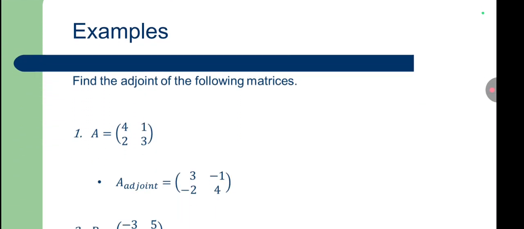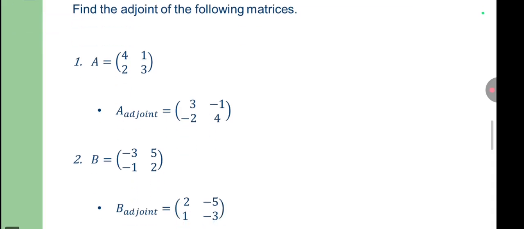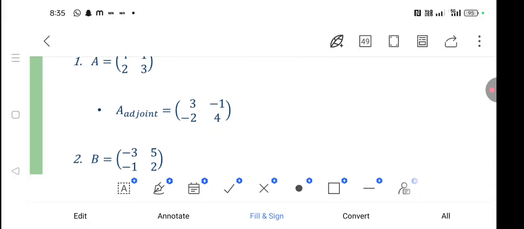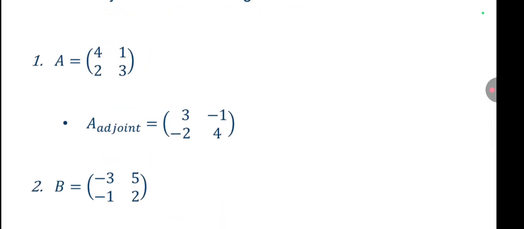For example, find the adjoint of the following matrices. Let us take the first example, A equal to 4, 1, 2, 3. This is a 2 cross 2 matrix. The adjoint of this matrix: first, interchange the main diagonal elements. Here the main diagonal elements are 4 and 3. Now interchange and write; the positions must be changed. See, this is 3 and 4.